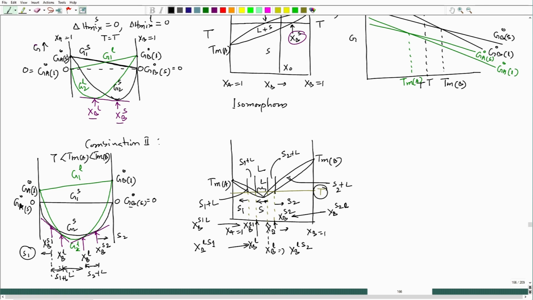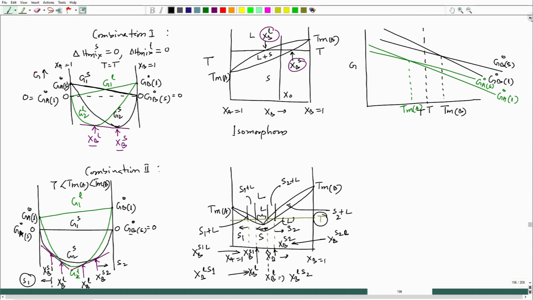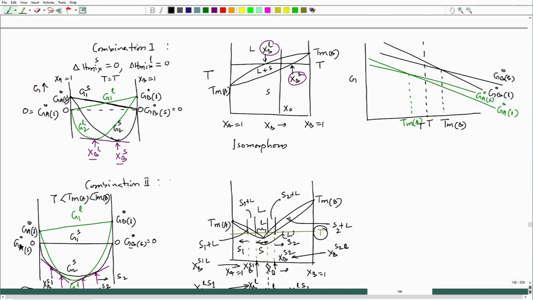In between we have liquid. Okay. So, that way those phase evolutions are coming up. Now, let us say I have a situation, and in that combination 2 we are getting these conditions: delta H mix solid equal to 0 and delta H mix liquid less than 0. So, let us say this difference extends, that means the liquid delta H mix is becoming far more negative as compared to solid delta H mix.